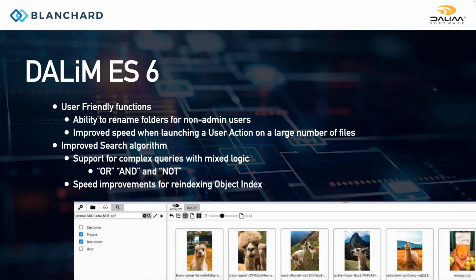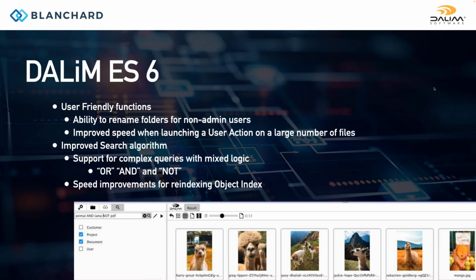Many of you who use a lot of user actions know that in the past, if you would select a couple hundred files, for instance, to do whatever function, a manual archive or a deletion or anything, it would take a long time for it even to give you feedback on launching that user action. That speed's been greatly improved. It makes it much more usable with large numbers of files.